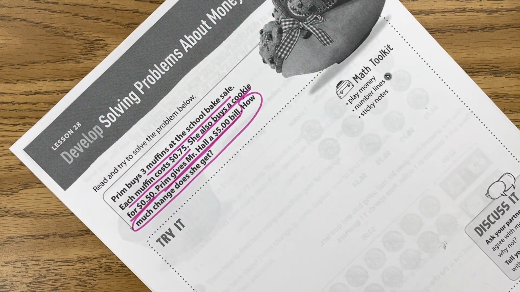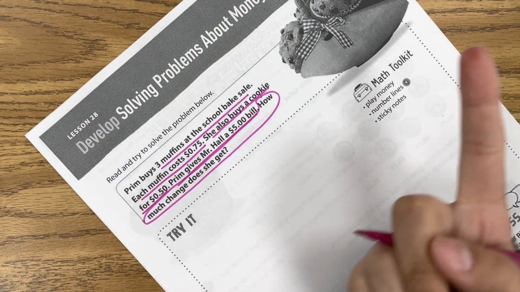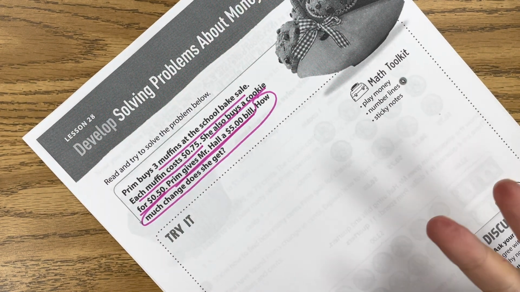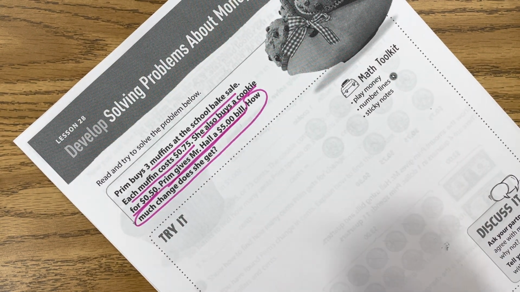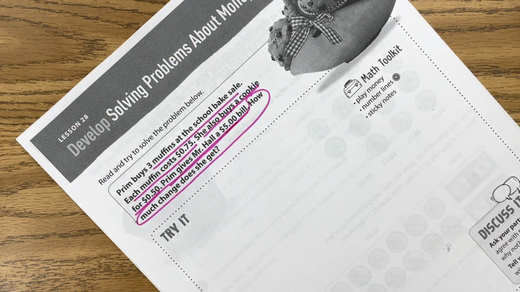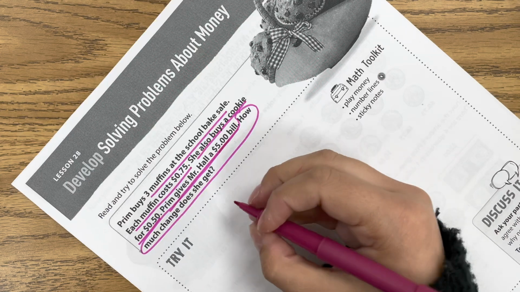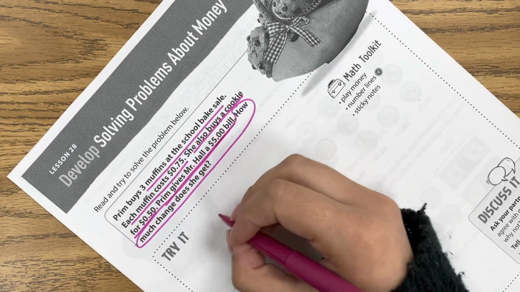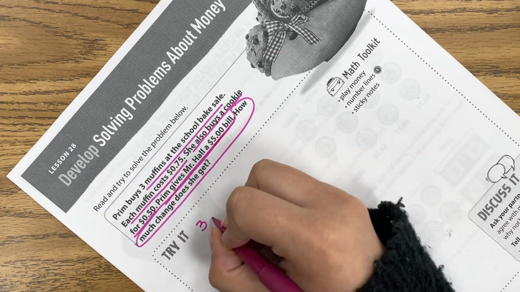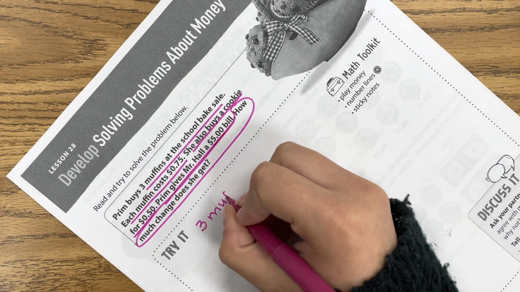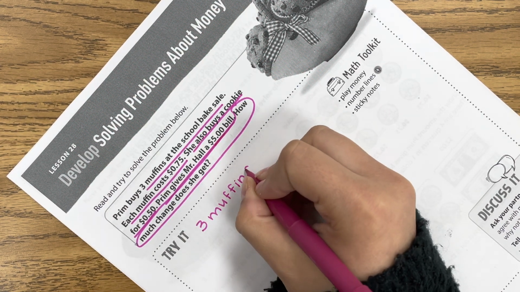So again, 2-step word problem here. We have to first figure out the total cost of her goodies, and then whatever we get for a total, we need to subtract from the $5 bill she gives Mr. Hall to figure out how much change she should get back. So let's write down the important information here. So 3 muffins and 1 cookie.